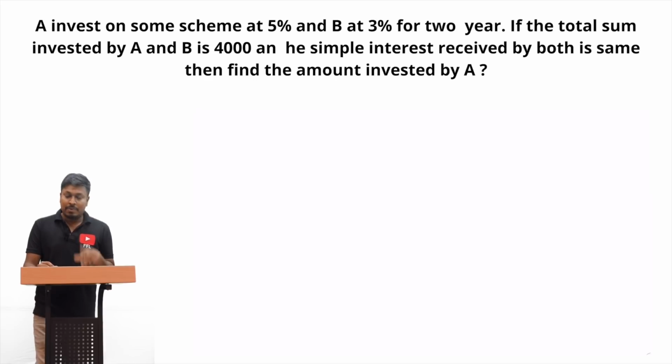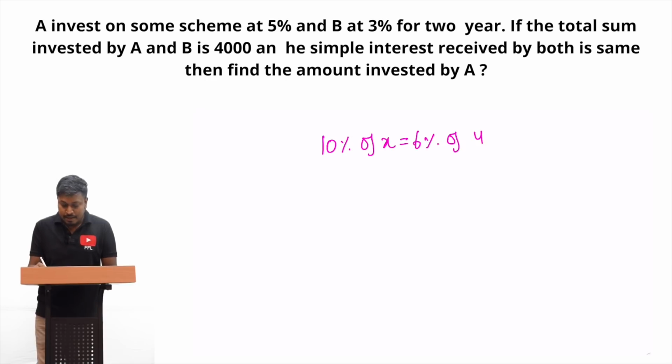So friends, just see here, 1 year, person A is investing at 5%. Then we can take this as 10% of X is equal to 6% of Y. Understood how I wrote this? So 5% for 1 year, so we can say 10% will be the total for 2 years in that scheme.